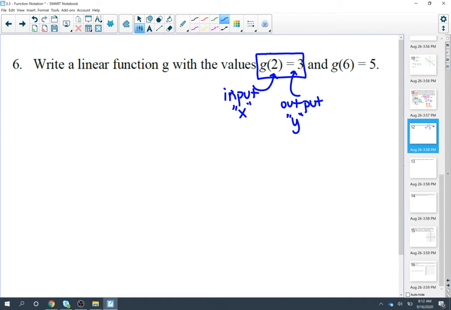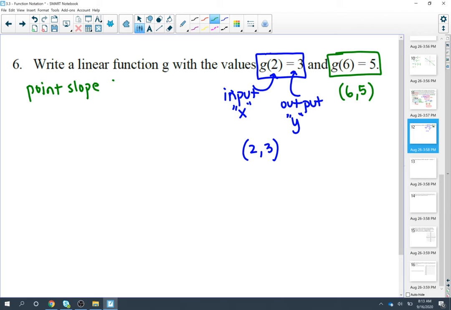So really what you have here is a point, the point (2, 3). Then if you look over here, you have g of 6 equals 5, which is also telling you you have the point (6, 5). So now, once we know that we have 2 points, we have to write a linear function g. So I'm thinking point-slope form.